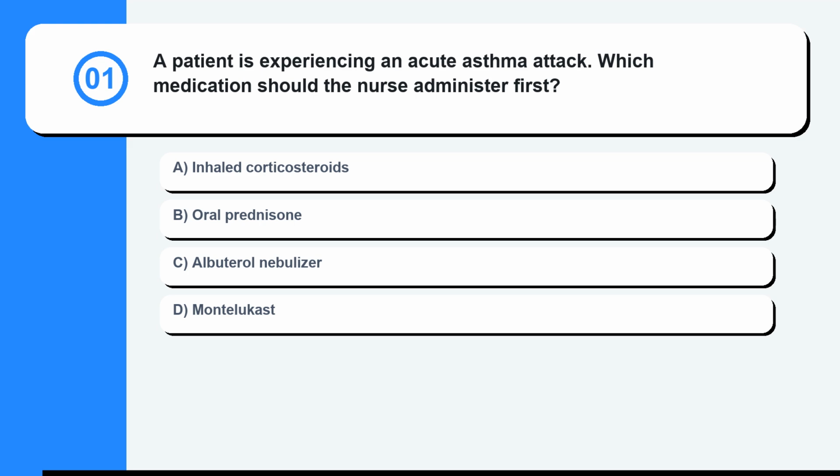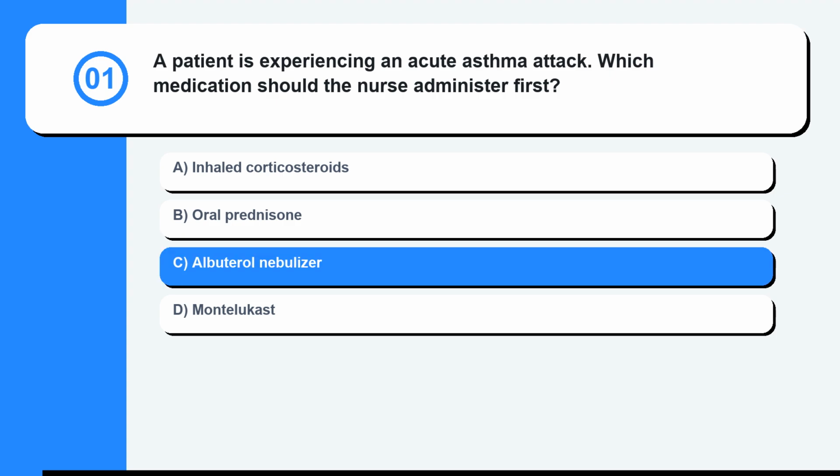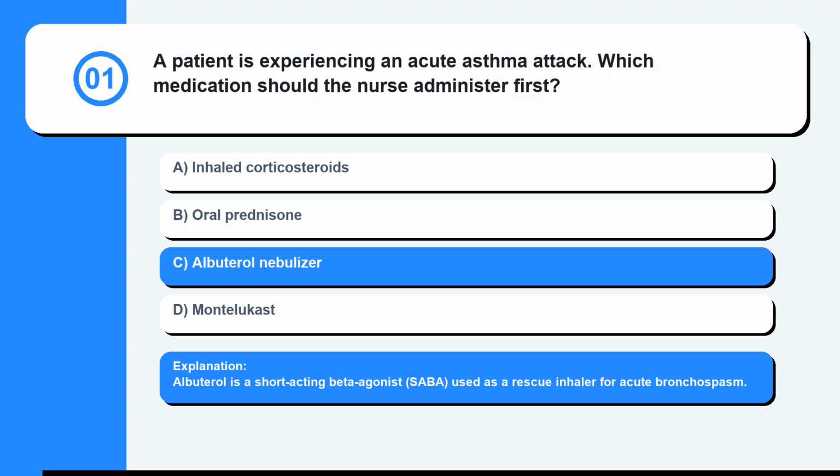Question 1. A patient is experiencing an acute asthma attack. Which medication should the nurse administer first? A. Inhaled corticosteroids. B. Oral prednisone. C. Albuterol nebulizer. Or D. Montelukast. The correct answer is C. Albuterol nebulizer. Albuterol is a short-acting beta agonist, SABA, used as a rescue inhaler for acute bronchospasm.